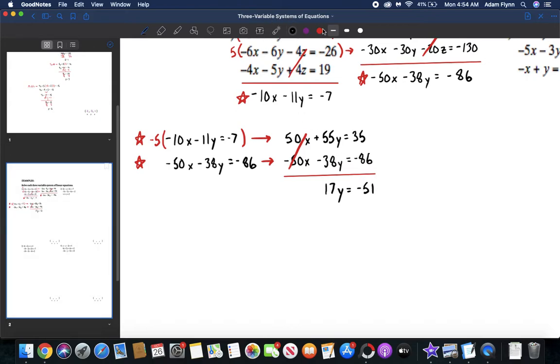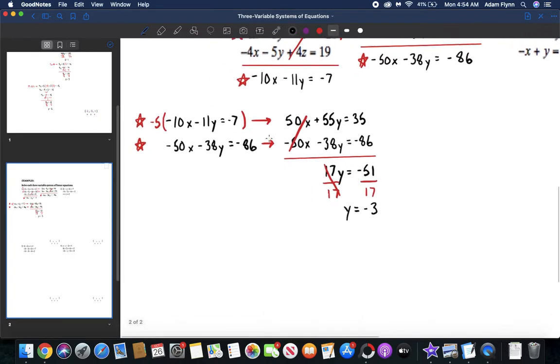I can divide both sides by 17. Seventeens cancel on the left, so I am left with y equals negative 51 divided by 17, which is going to be negative 3. Okay, so I've solved for one variable, so I can take this variable and plug it into one of my star equations and solve for my other variable. So in this case, I have y, I'm able to solve for x now.